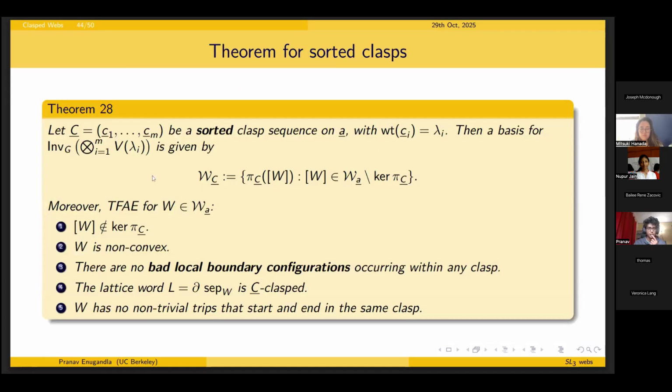And the theorem for sorted clasps is slightly nicer. I have the same conditions as before, where I say that a basis is given by these fully reduced graphs, which are non-convex. So 1, 2, and 5 are the same as the previous theorem. 4 is this condition about the separation word. So this is some condition on the tableau, which is kind of technical, but condition 3 is the more interesting thing, which just says that there's this list of bad local boundary configurations, and as long as your graph doesn't have any of these within a clasp, then you're non-convex.